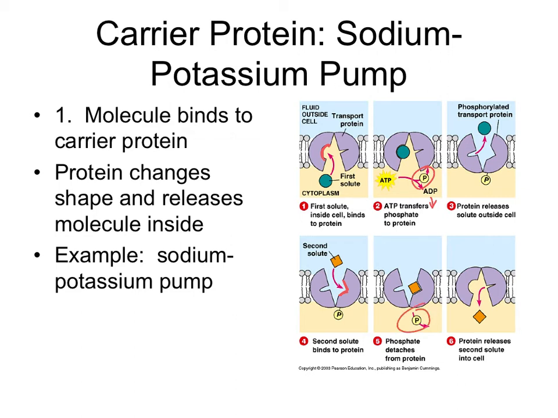The phosphate will release, and then the protein changes shape, releases the second solute, and it opens once again the original binding site. And so this process is active because it requires ATP, which is an energy molecule.